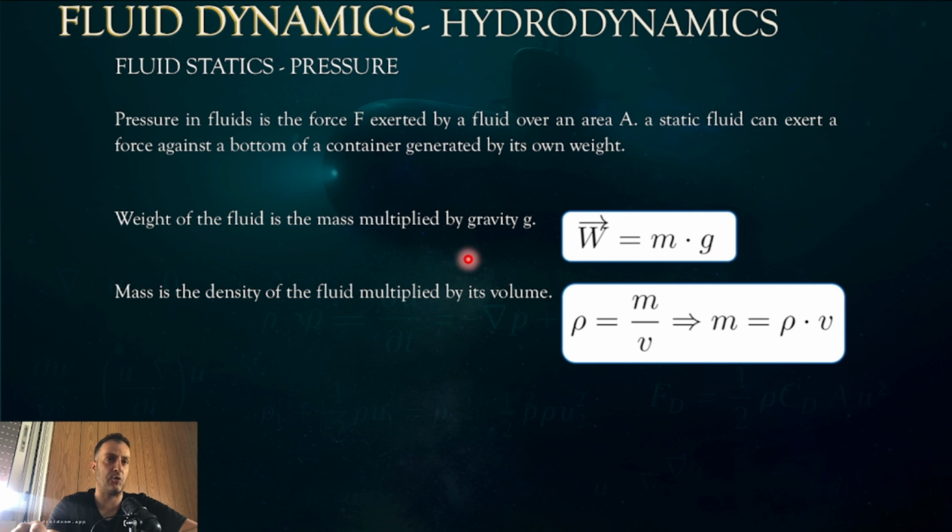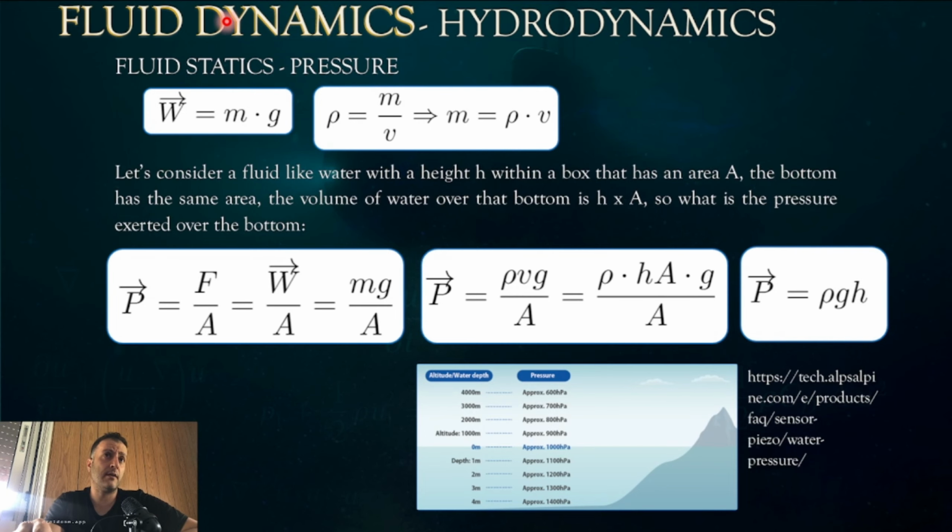the Earth in general. Mass is the density of the fluid multiplied by its volume: rho equals m over v, so m equals rho times v. So if we take these two equations, the weight is equal to mg and rho equals m over v, then m equals rho times v. Let's consider a fluid like water with a height h within a box that has an area A. The bottom has the same area, correct? The bottom where the water is pressing against has the same area.